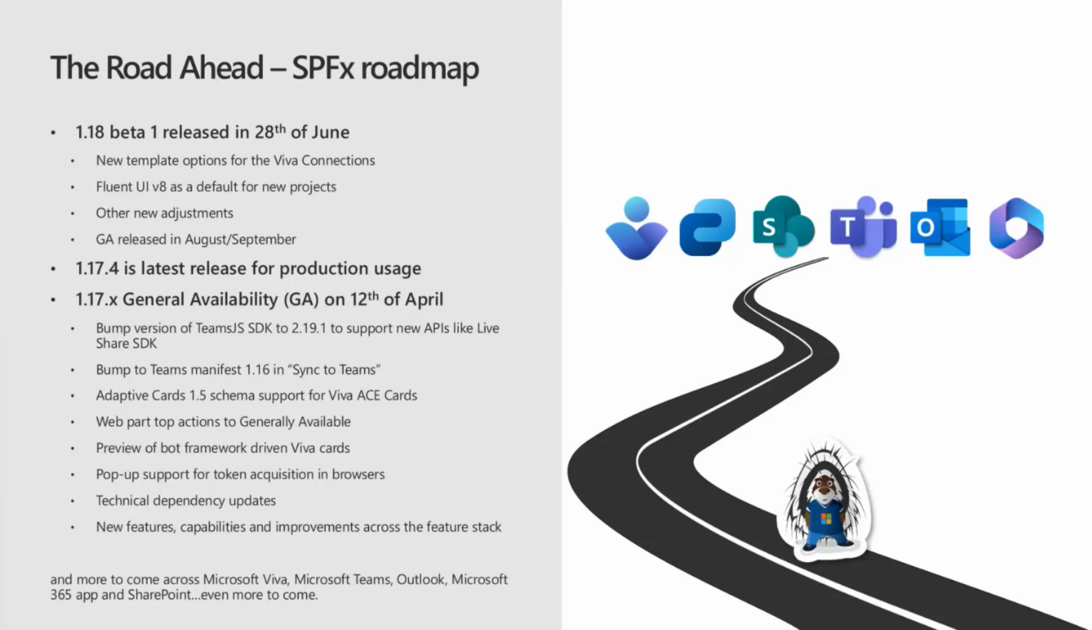And the roadmap. The current latest GA release is 1.17.4. This is the production ready. As mentioned, 1.18 is beta 1 right now. Main features are around ACEs, but we also updated the Fluent UI to be V8 by default in all new projects. And as mentioned, GA is planned to be somewhere in August or September. And I believe that's it from the slides, right? That's it. Thank you, Alex.